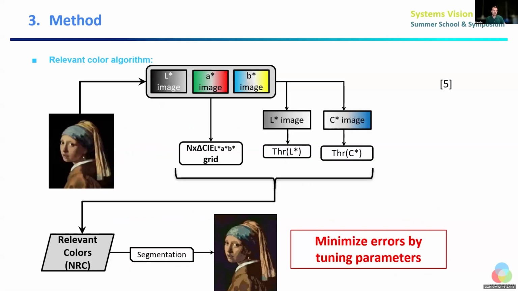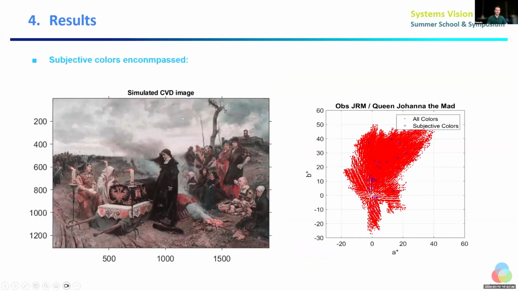To address problems of under-segmentation, which means getting images with unreliable color palettes or obtaining images with very few colors, this algorithm minimizes errors by tuning parameters, such as testing different values for the cube grids and selecting optimal thresholds in L and chroma values. Let's have a look at the results.